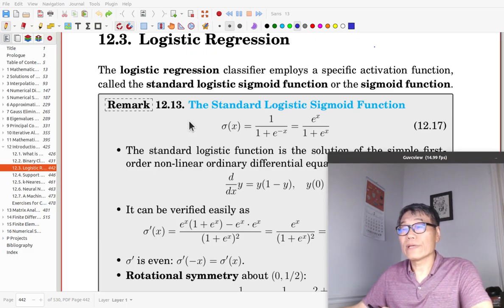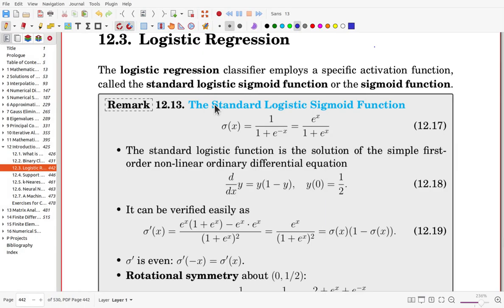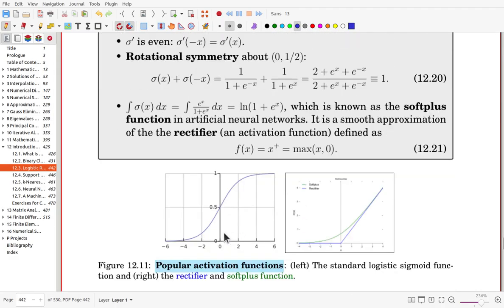The logistic regression classifier employs a specific activation function called the standard logistic sigmoid function, or simply the sigmoid function. The sigmoid function is defined as in this equation. You can plot this as in the figure, as the value is around 0 and approaching 1 as x increases. And it is rotationally symmetric.